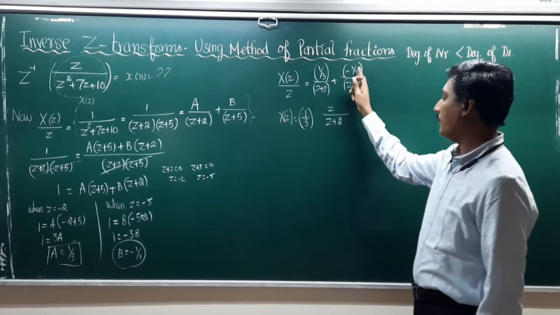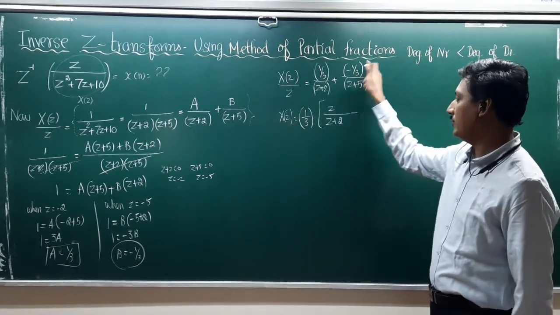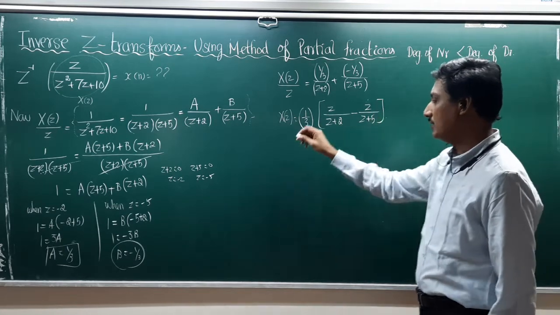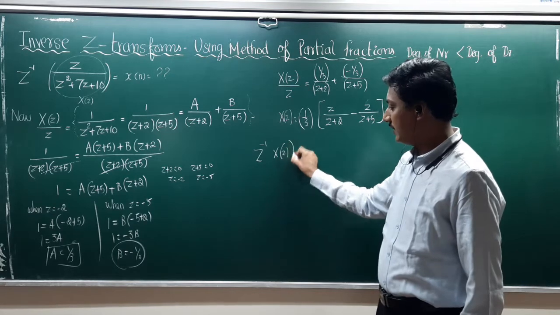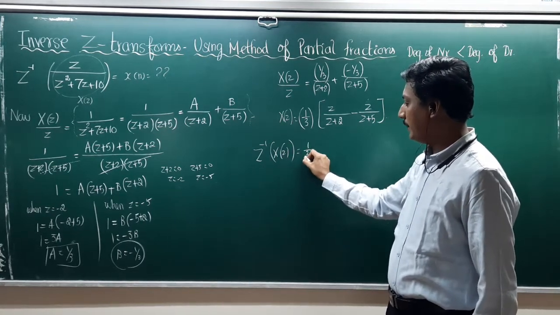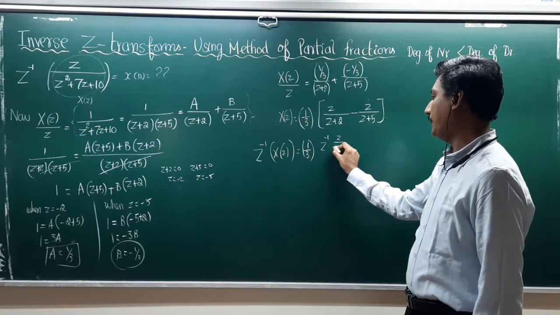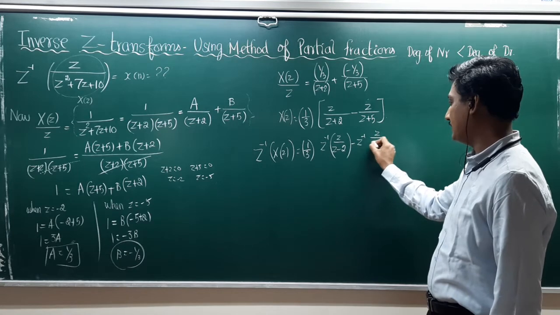Clear? Then this is 1 by 3 taken outside now. So the minus sign comes down and z multiplied to the other side, we get z by z plus 5. So this is my X of z now. Now taking the z inverse on both sides. So z inverse of X of z is equal to, by using the linear property, 1 by 3 taken outside. So z inverse of z by z plus 2 minus z inverse of z by z plus 5.